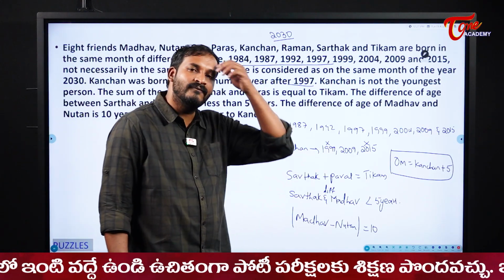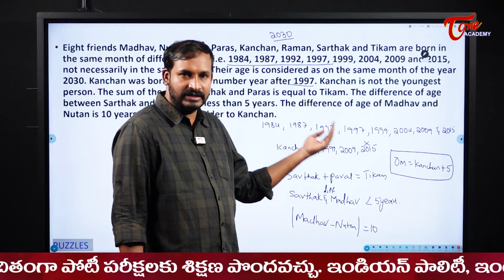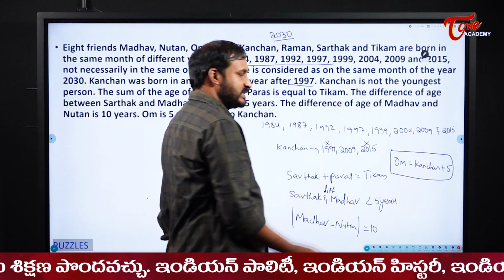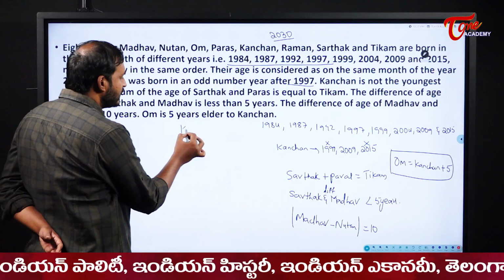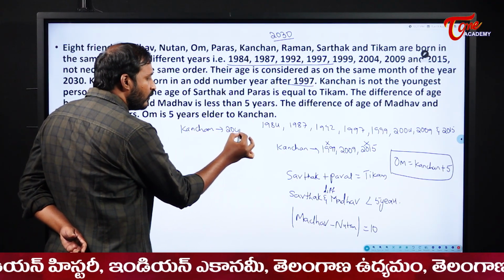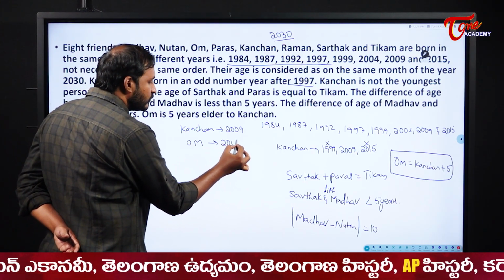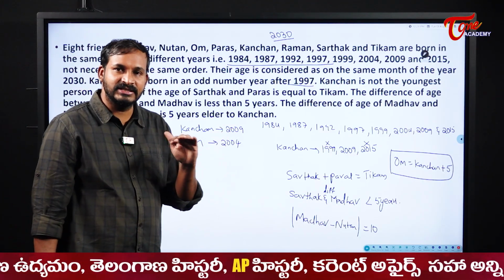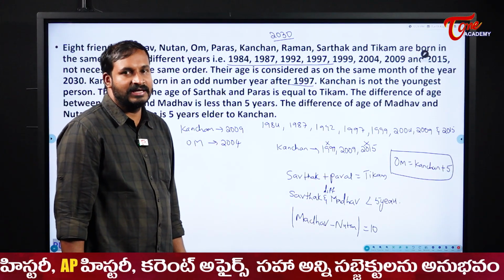Then Kanchan will obviously be born in 2009. Now we will check. 2009 and 5 years elder, what can I take? 2004. Do we have 2004 here? Yes, we have 2004. So that means it is clear that Kanchan was born in 2009 and Om in the year 2004. These two persons' dates of birth are very clear for us here.